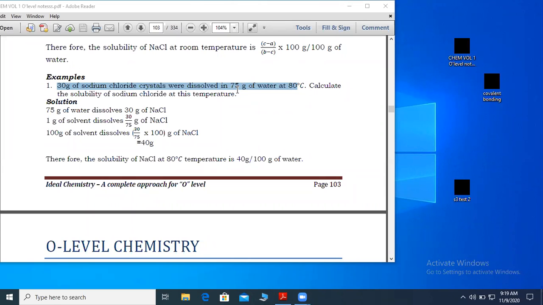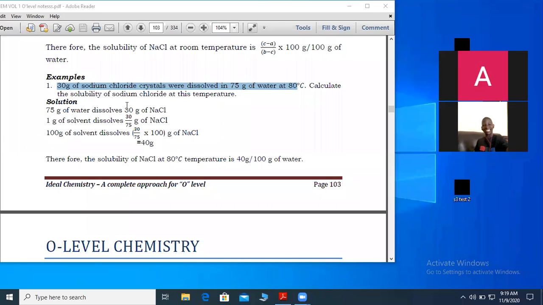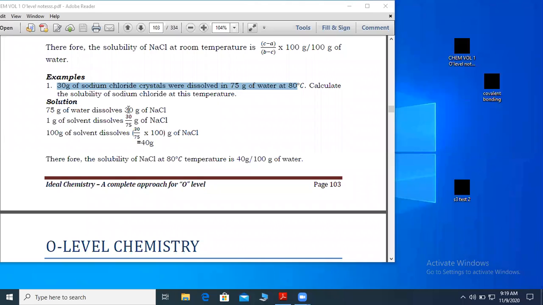I think you are getting my point. So we say 75 grams of water dissolve 30 grams of sodium chloride. So what about 1 gram of solvent, which is water? Then here we divide by 75 on both sides, 75 by 75 to have 1 gram. So 1 gram dissolves 30 out of 75.